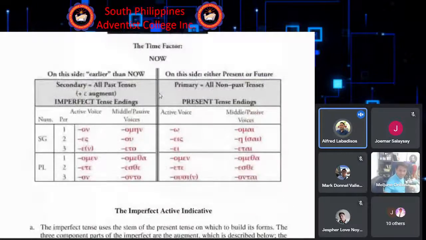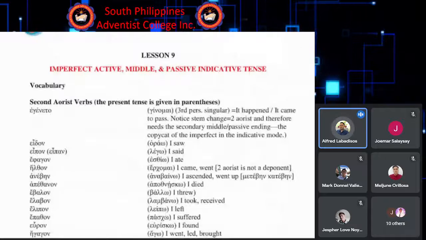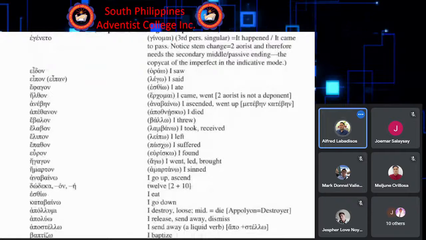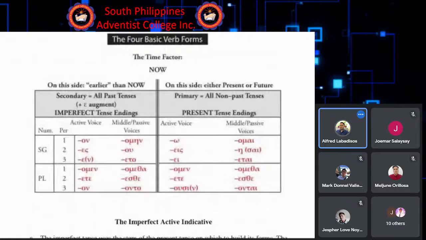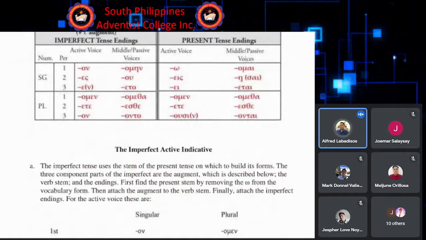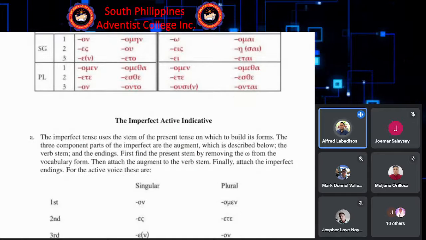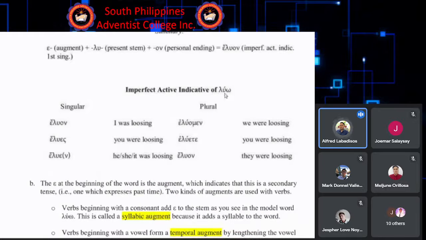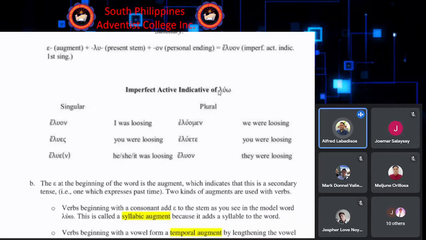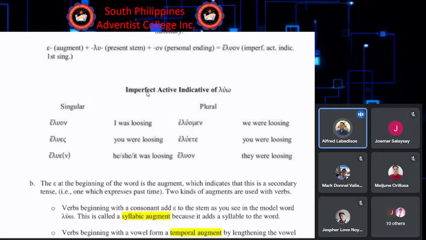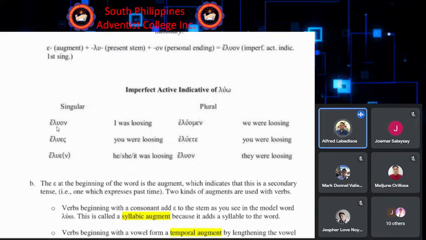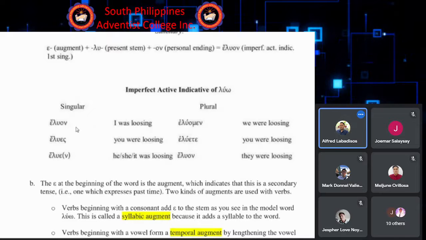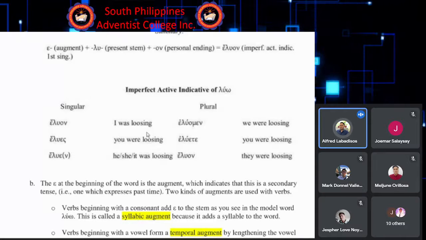Okay, so this time, we're also done discussing the imperfect form, right? The imperfect form for active and middle voices. So I think we discussed this last time. For example, here, luo is present active, right? Then the imperfect active indicative would be eluon. So we have augment plus verbal stem plus ending. So our translation is I was loosing.